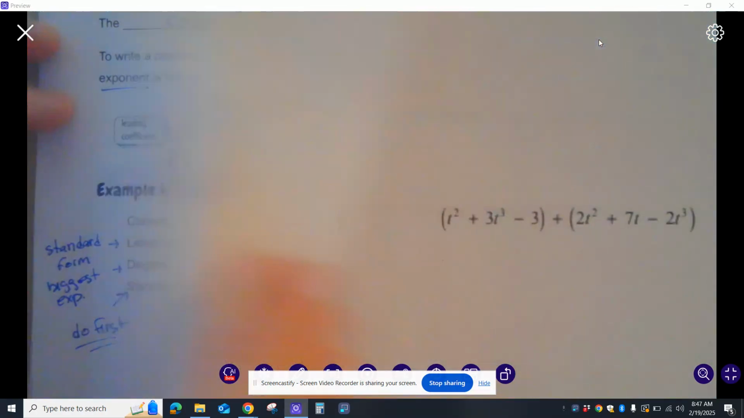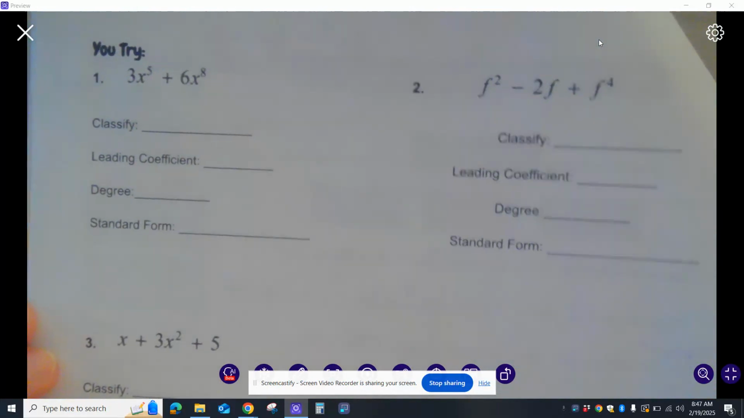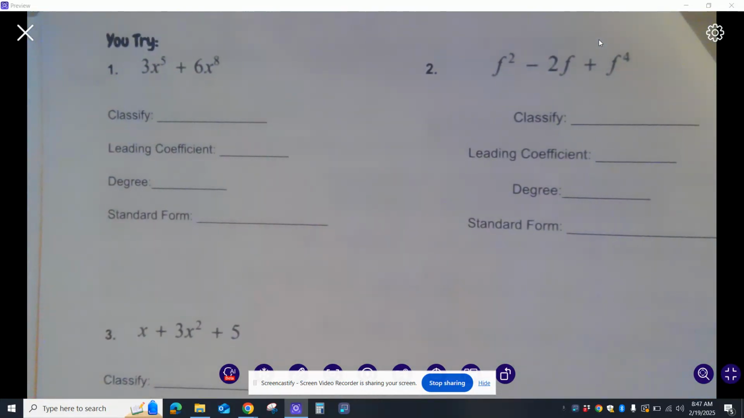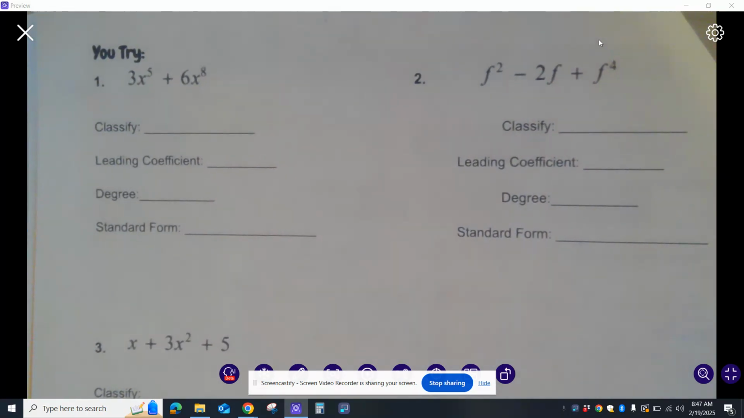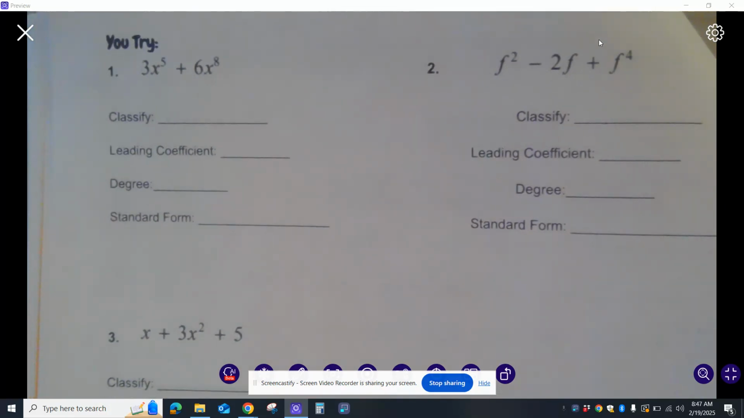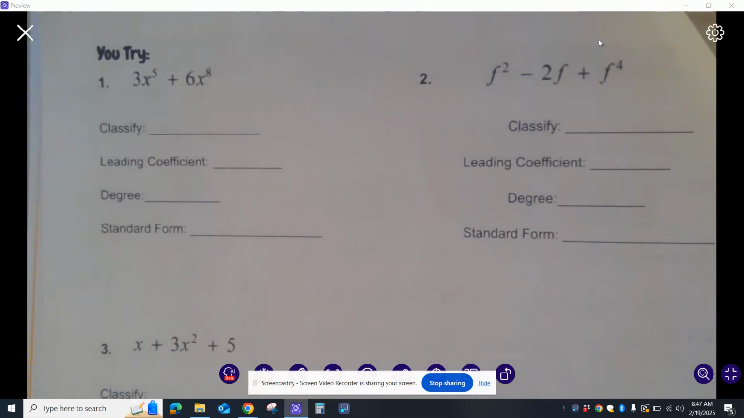Okay, let's turn to your turn. You are going to try these. So I recommend that you pause the video and practice these. And then check them. If you get them wrong, awesome. That's how we learn, practicing. Just fix them.